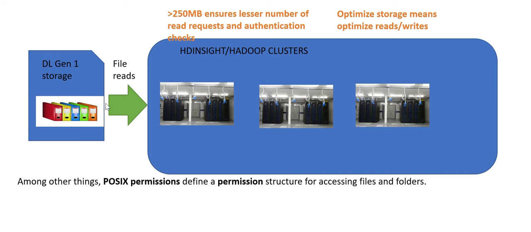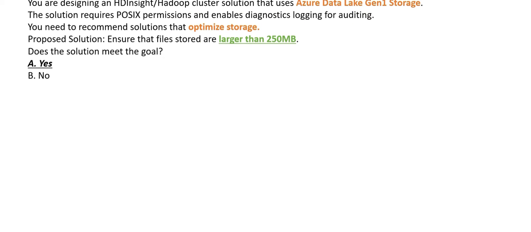That way it is more optimized. When we talk about optimization from a storage perspective, it means reads and writes, because storage itself is infinite. Cloud is meant for infinite storage. But storing files greater than 250 MB ensures that a good structure is maintained when you are storing the data, and the number of reads will be less. Hence, this option is correct. So we will go ahead with yes. Yes is our answer.